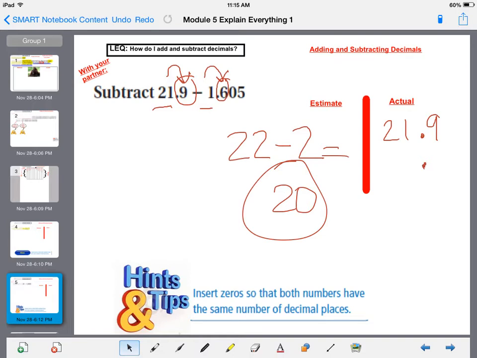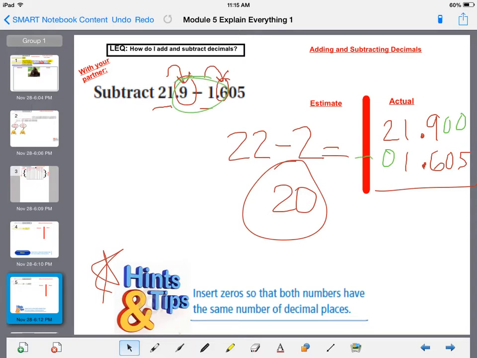There is a 1 in the ones place, whole number side, but the rest goes over to the decimal side, or the pieces. There's a 6 in the tenths, a 0 in the hundredths, and a 5 in the thousandths. Again, for those people who don't like those empty spaces, take a look at our hints and tips. We're going to insert the 0 so that both numbers have the same number of decimal places. So we can go ahead and just add some placeholder zeros here. We can't take, and we go ahead and we do the subtraction.